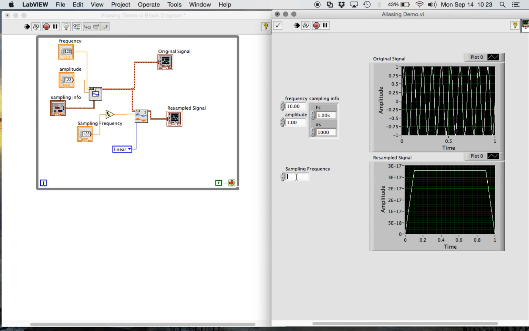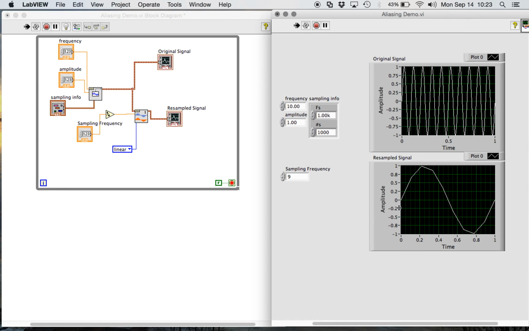So we'll try one more lower sampling frequency of 9 Hz. And here we see something very misleading. We see a sine wave that appears to have a frequency of 1 Hz when our original signal actually had a frequency of 10 Hz. This is a perfect example of how aliasing can be misleading because we're sampling at different points along each cycle of the original signal, and you're misled to believe that you have basically the wrong signal at the end.